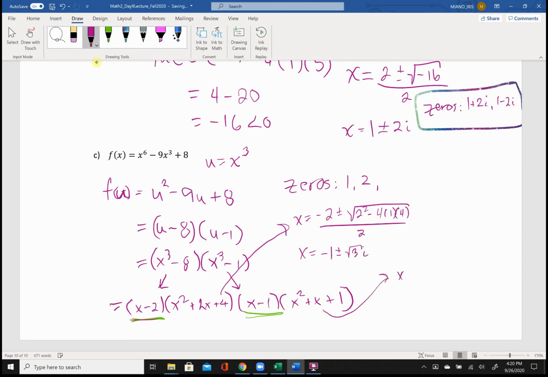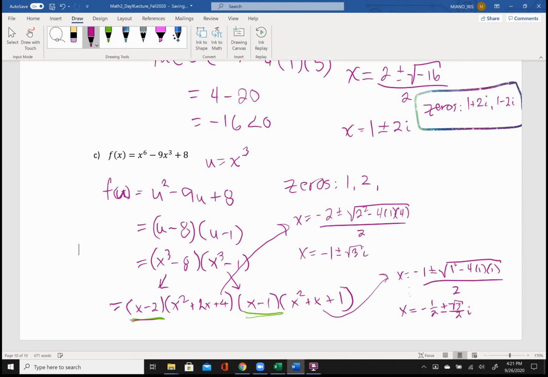And then this one, separate quadratic formula investigation here, this will be negative 1 plus or minus the square root of 1 squared minus 4 times 1 times 1, all over 2. And so that one, you simplify it down and you'll get x equals negative 1/2 plus or minus root 3 over 2 i.